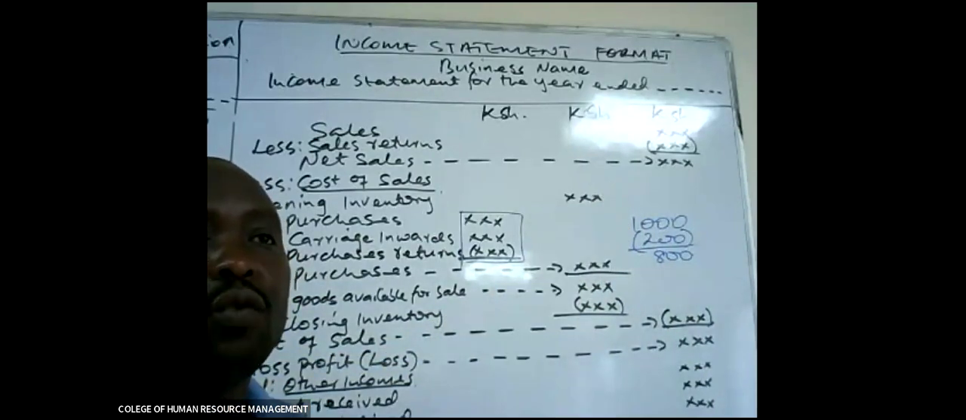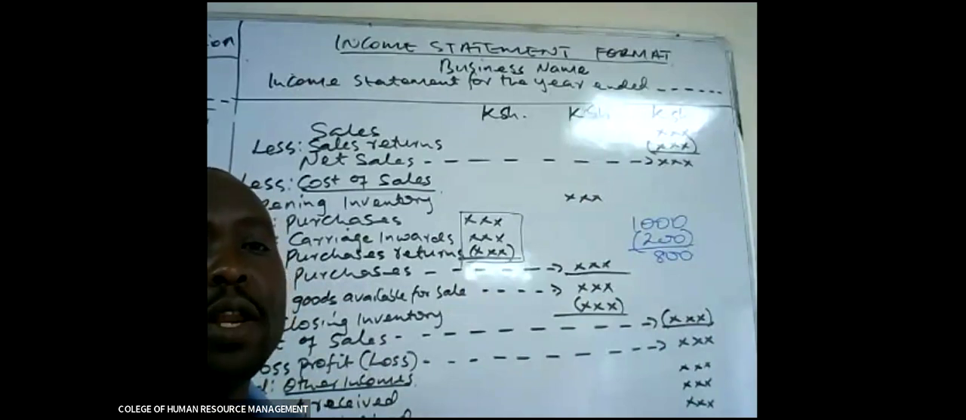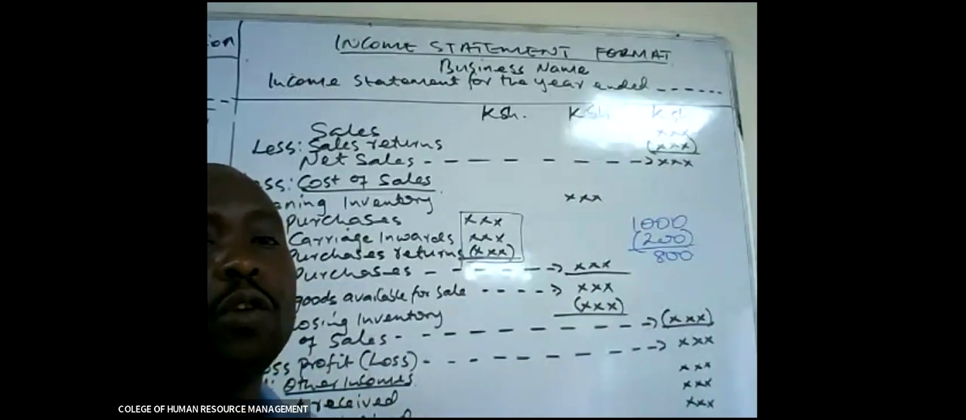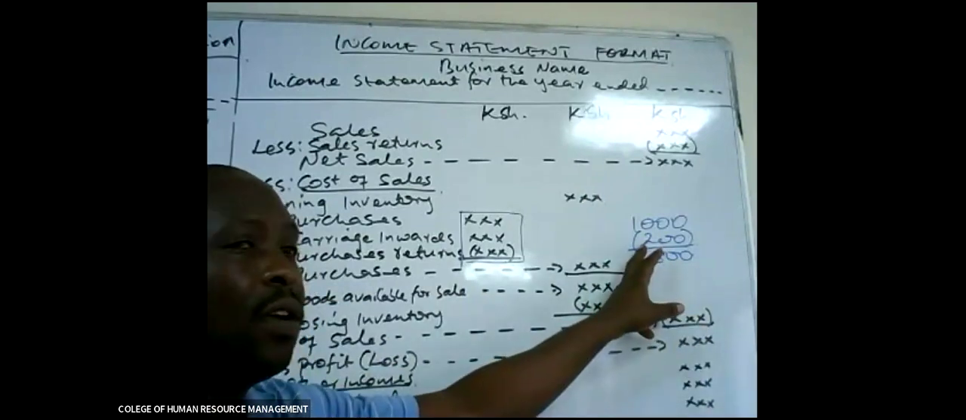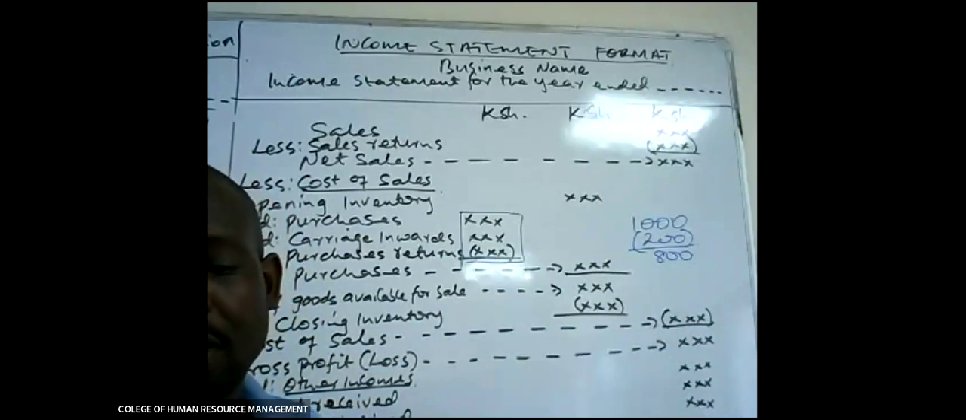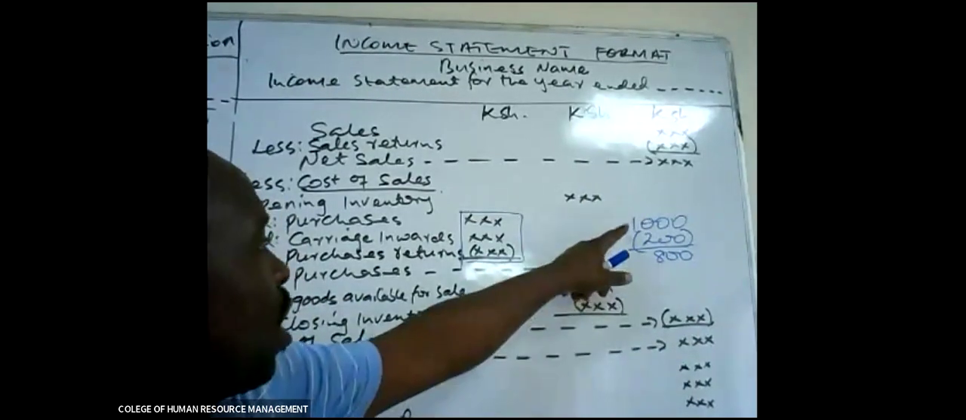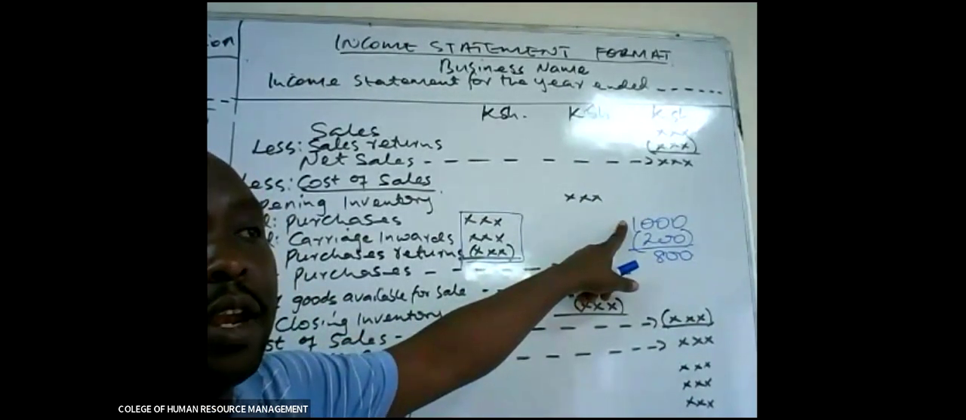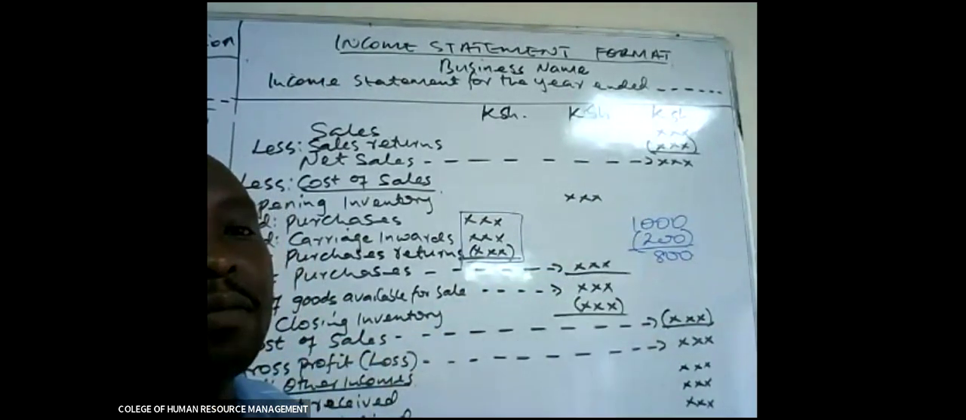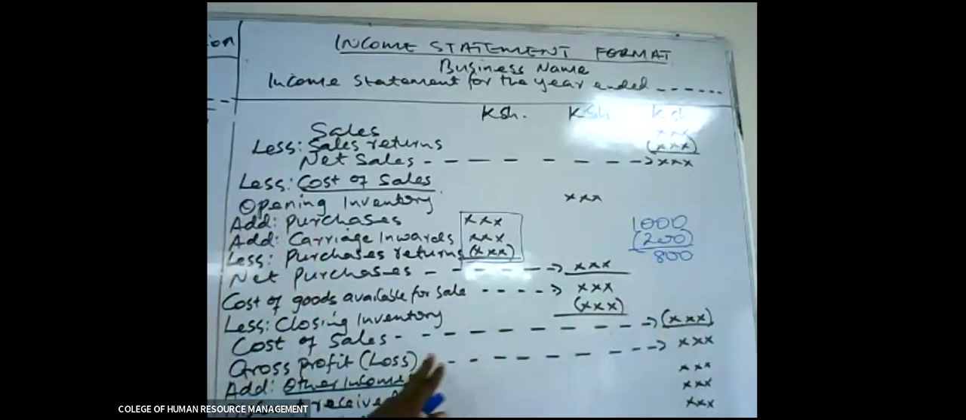I repeat, if the opening stock plus the additional purchased goods had a cost of 1,000, that is the total items that we have, and we are waiting to sell them. They have a cost of 1,000. But by the end of the year, we realize that by stock taking, we still have stock of 200 that have not been sold. Then the question is, what was the cost of the items that we sold? The cost of the items that we sold will be equivalent to the cost of all the items that we had minus the cost of the items that were not sold. We get the cost of the items that were sold, and that is what we call the cost of sales.